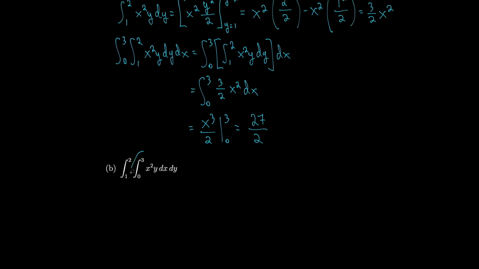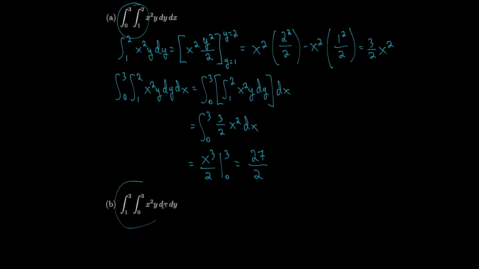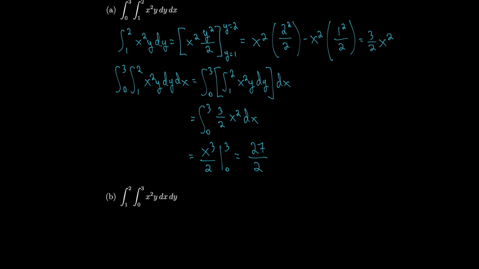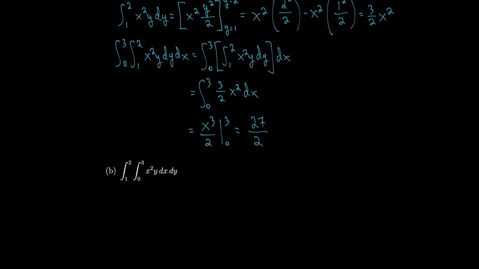Okay, how about we do one with respect to x first now? So same integral as before, but we just switched our order of integration. This is just going to be the integral from 1 to 2 of the partial integral from 0 to 3 of x squared y dx, with respect to y. And that's the integral from 1 to 2 of x cubed over 3 times y, because this time x squared is the variable and y is the constant.